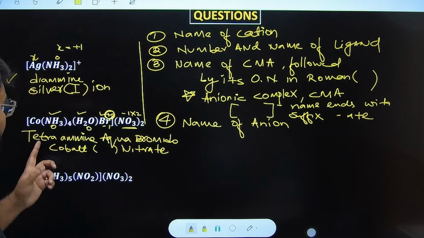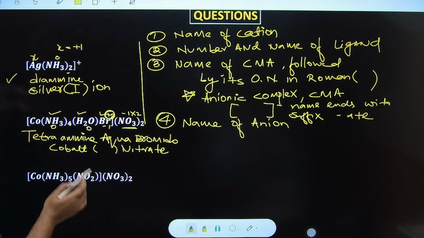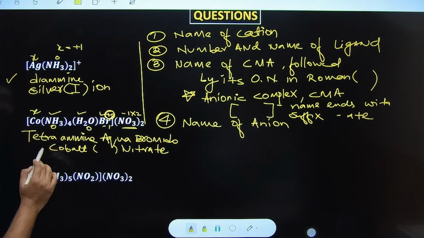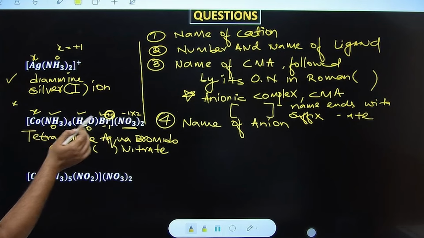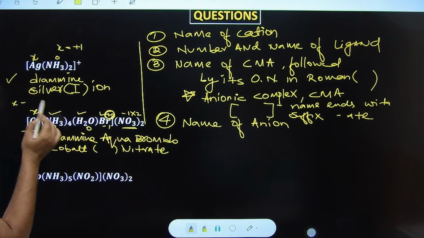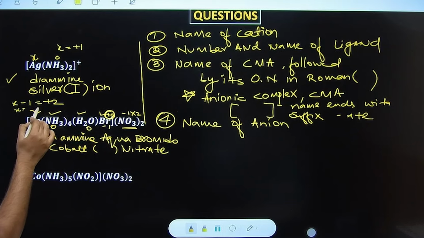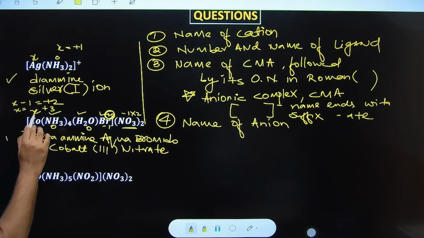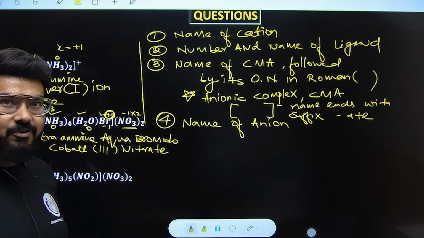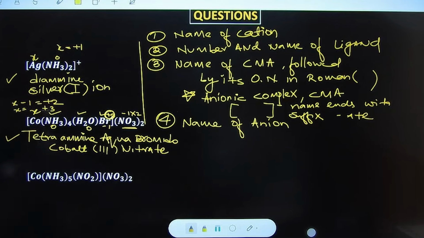Now, how do we write the Roman? You have to find the x value here. So how do we calculate? x minus 1 for bromine is equal to plus 2. So x will be, minus 1 will go to that side, so x will be plus 3. So it will be cobalt 3 nitrate. So this is the answer. All right, hope you are clear. Now we will discuss the third one.